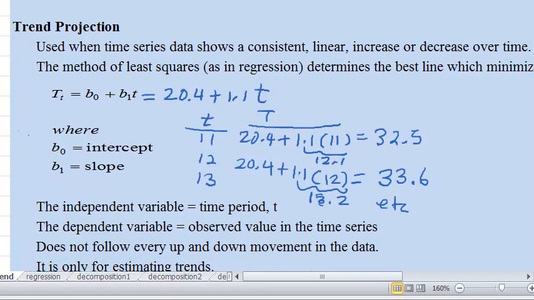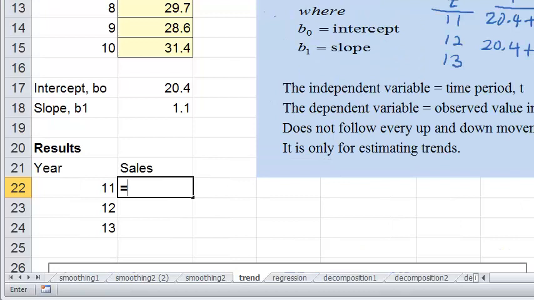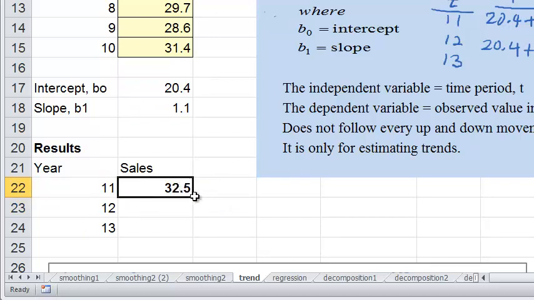In Excel, we could also use formulas as shown here. So intercept, click on the intercept, then plus, and then reference the slope, 1.1, and don't forget the dollar signs. We're going to copy the formula down, then copying down gives us the forecast for the next 3 years.